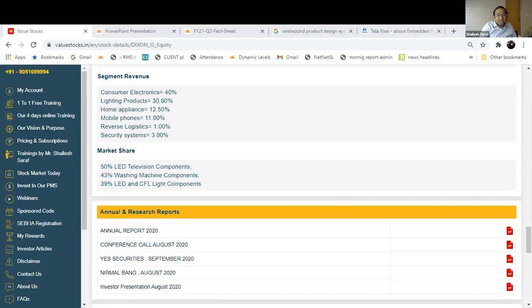अब segment revenue देखिए, consumer electronics से 40% आ रहा है, 30% lighting products से आ रहा है. How many people knew this about Dixon Technologies? How many people did not know? चलिए पूछते हैं. Did you know about Dixon Technologies? ये क्या करती है, उसका क्या market share है?